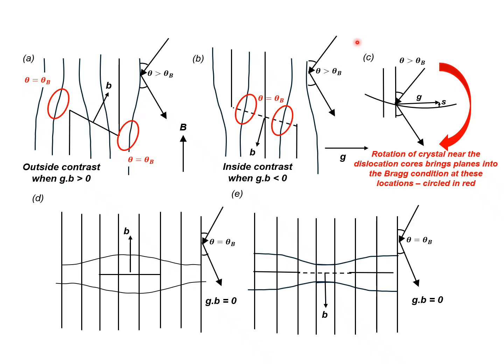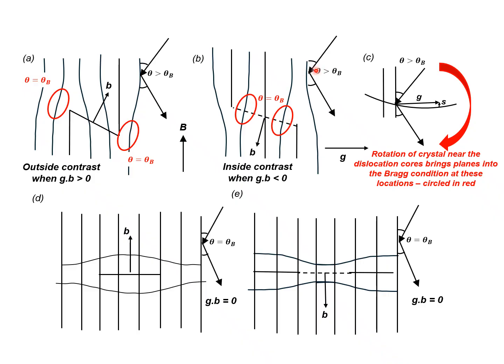When you set up the diffraction conditions, in this case where we have S positive, that's the condition where the diffraction angle is slightly larger than Bragg. Then the crystal has to rotate clockwise into the Bragg condition to get strong contrast. So for this setup, you get strong contrast from this loop at this location and this location, and for this loop at this location and this location.